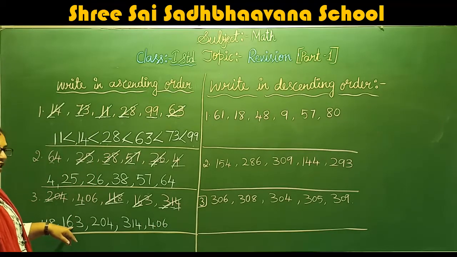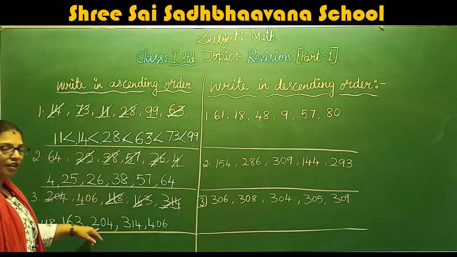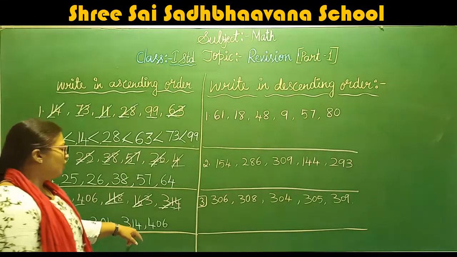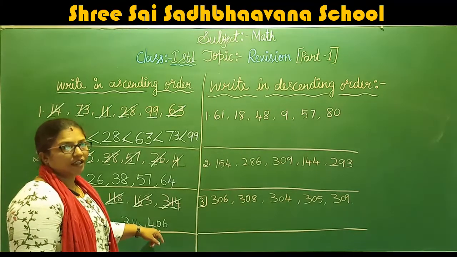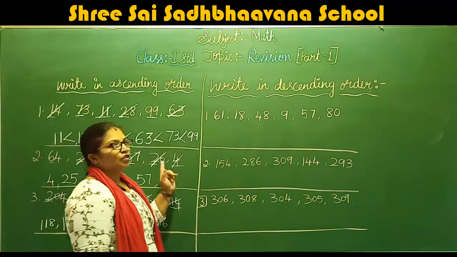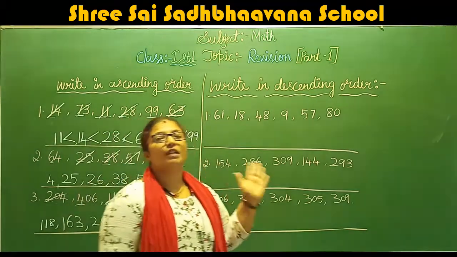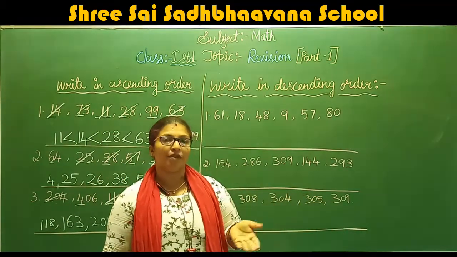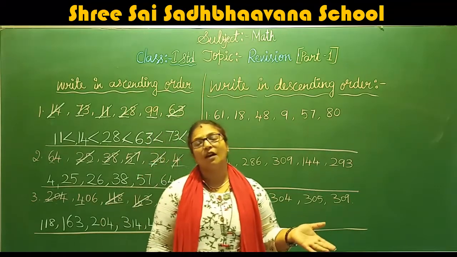So 118 is smaller than 163. 163 is smaller than 204. 204 is smaller than 314. 314 is smaller than 406. So this one, small to big, we have written. Small to big. Smallest number to greatest number.